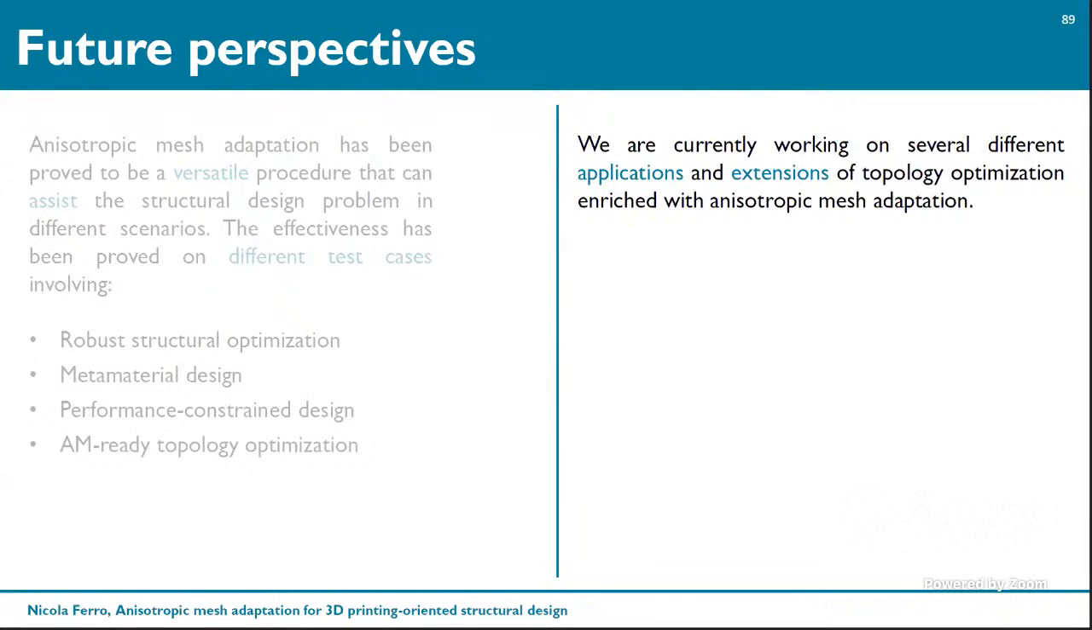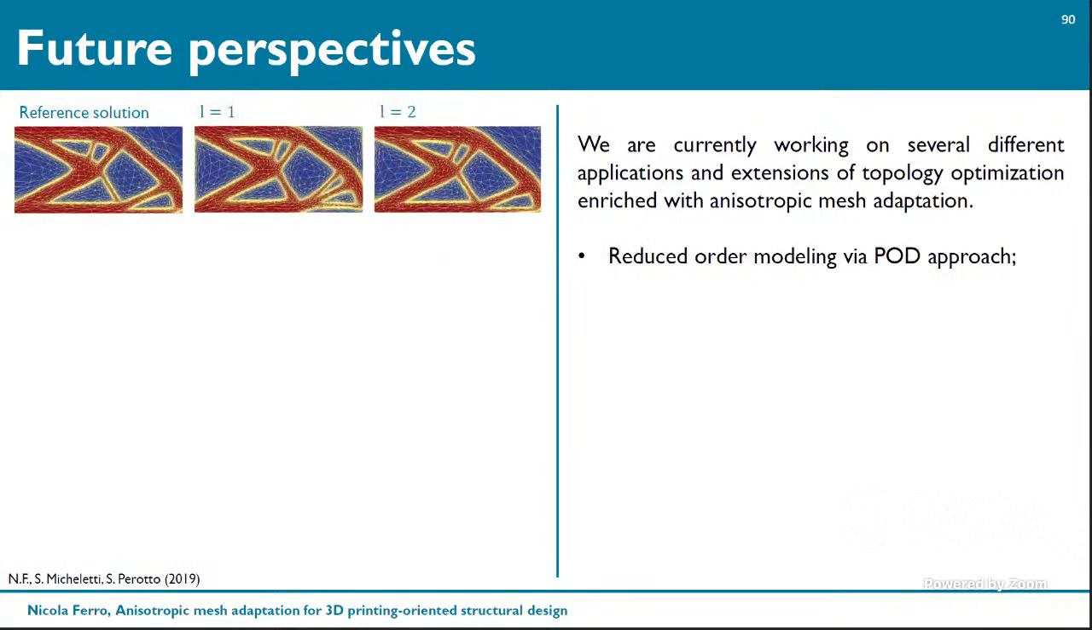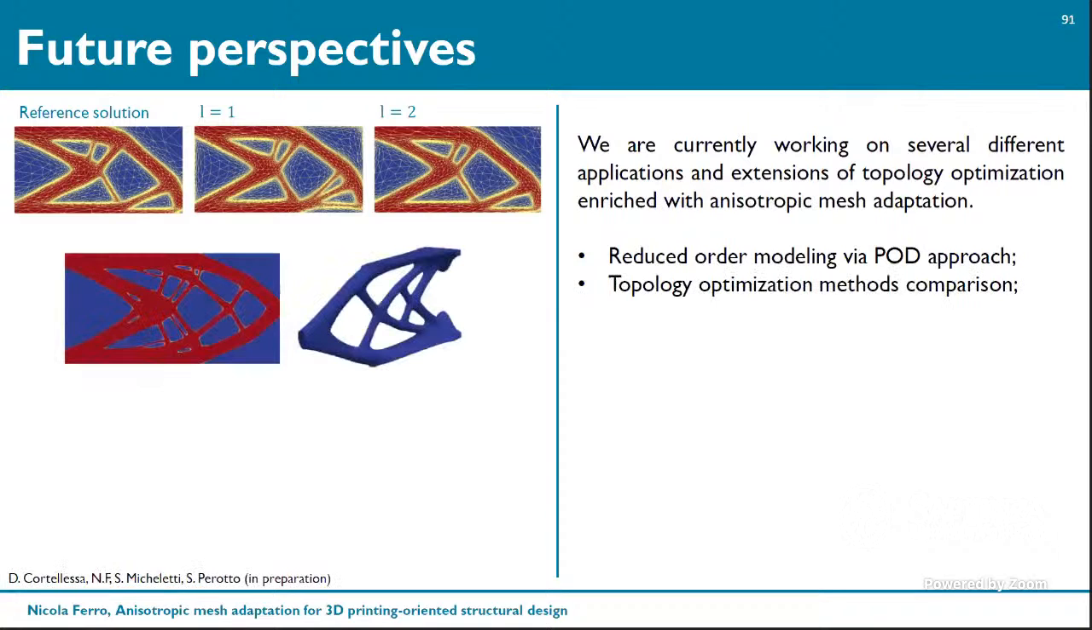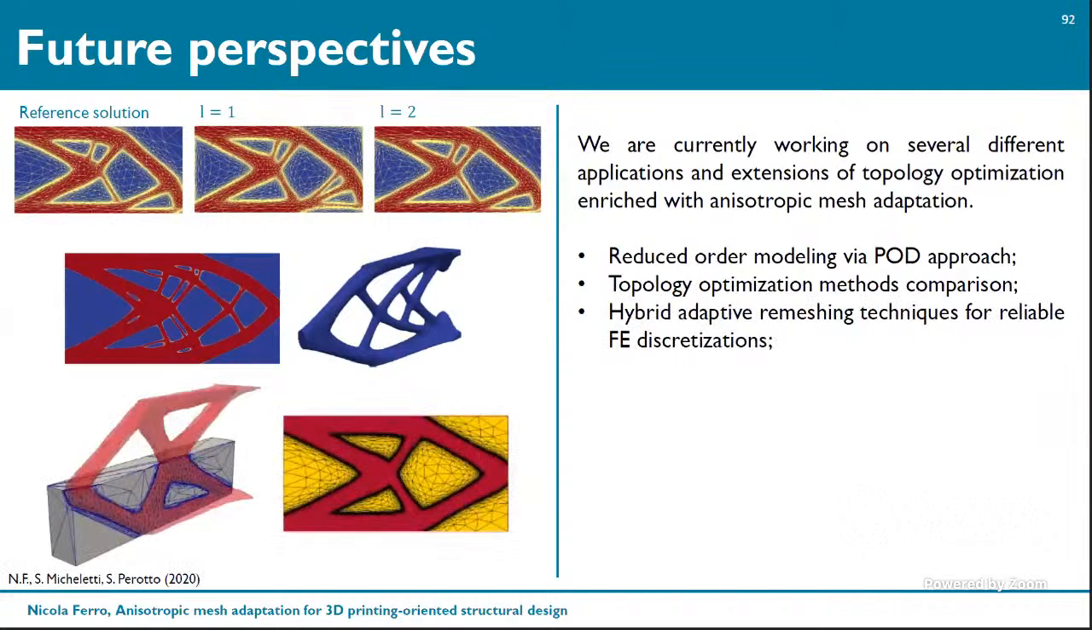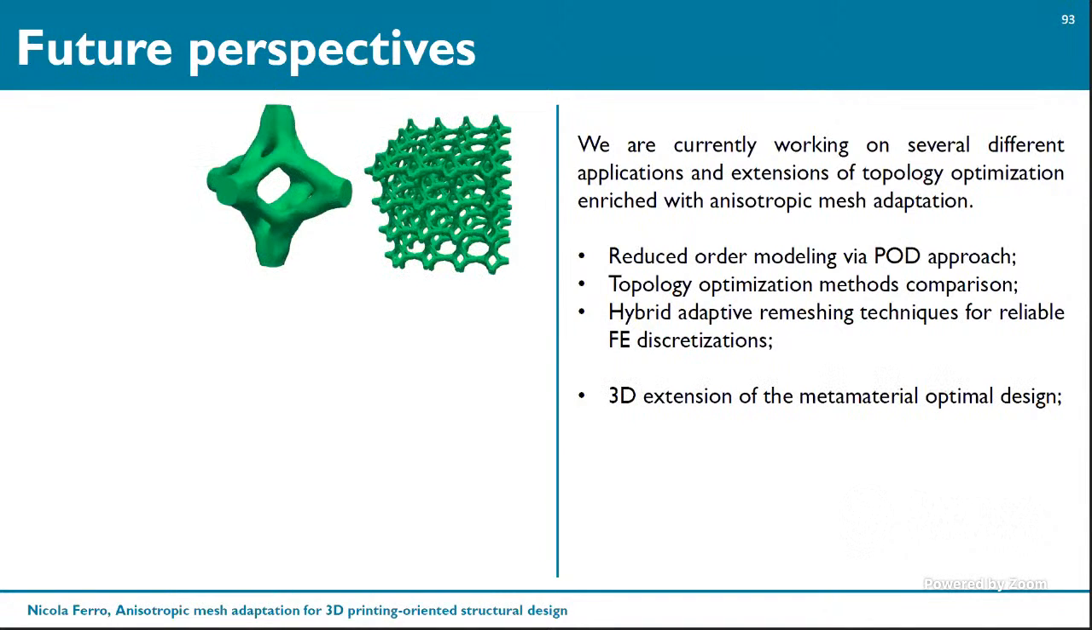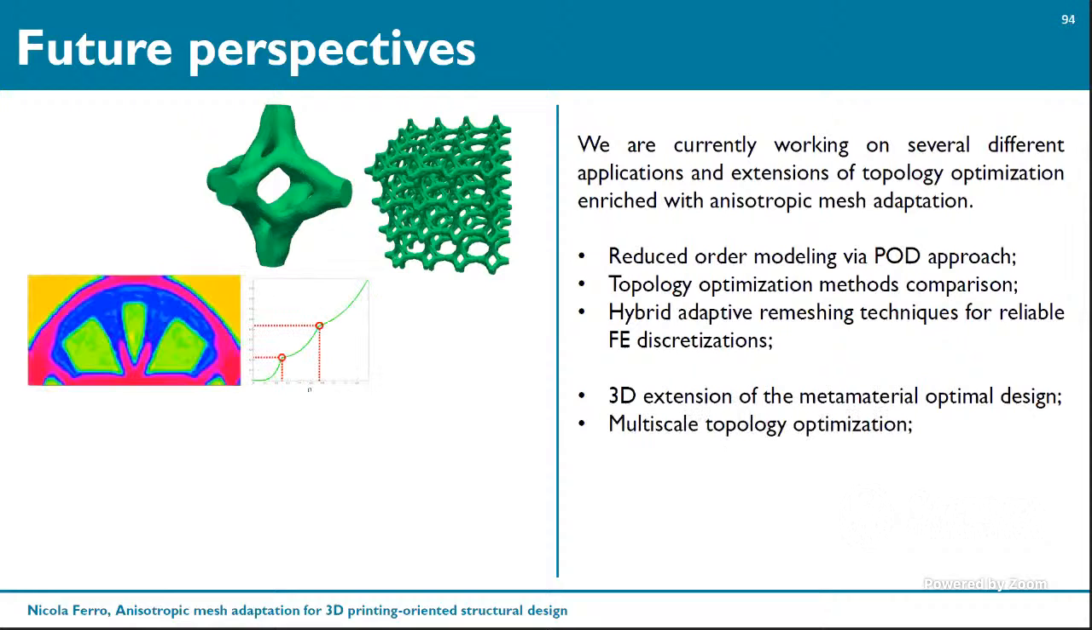Finally, we are working on different applications and extensions of this work to many other fields and applications. In particular, we have already worked on a reduced order modeling for topology optimization via POD approach. We are carrying out a comparison of topology optimization by means of different methods, for example, level set method and sync method. And we are trying to use adaptive and hybrid remeshing techniques in order to have reliable finite element discretization. Also, we want to extend what we have done to the 3D case, for example, in the metamaterial scenario. We want to combine the macro scale and the micro scale approach into a multi-scale topology optimization problem.